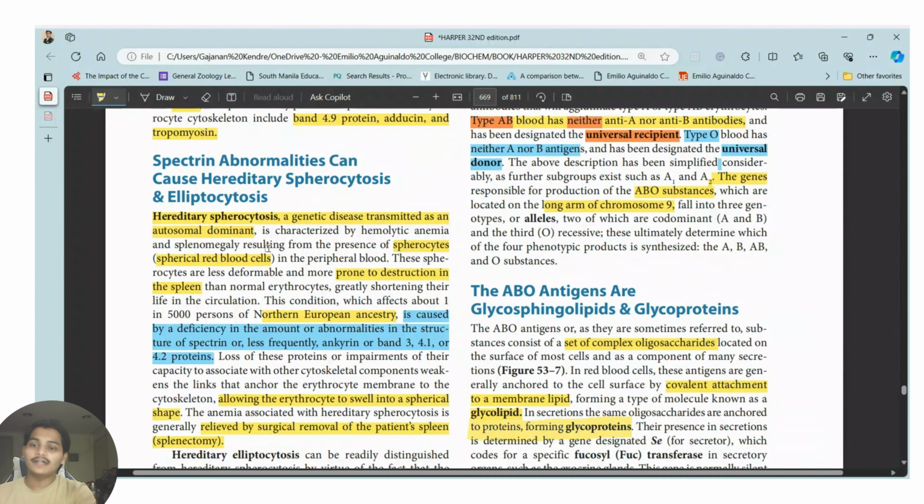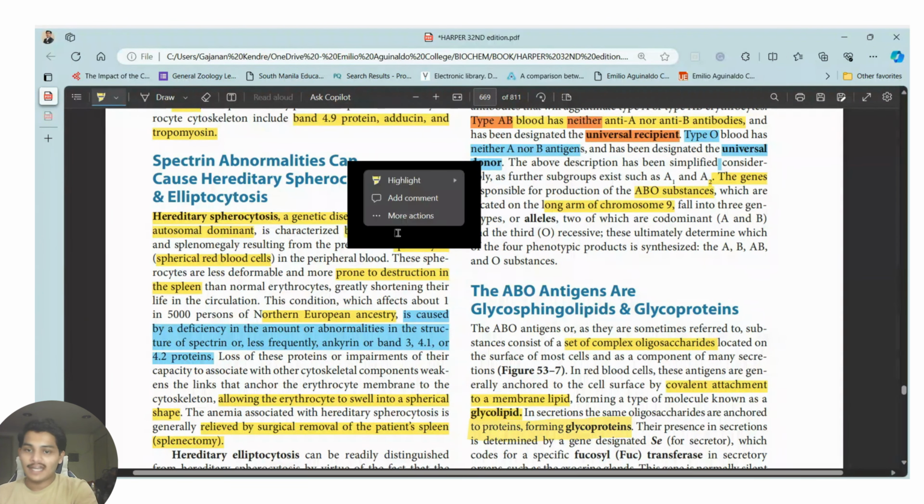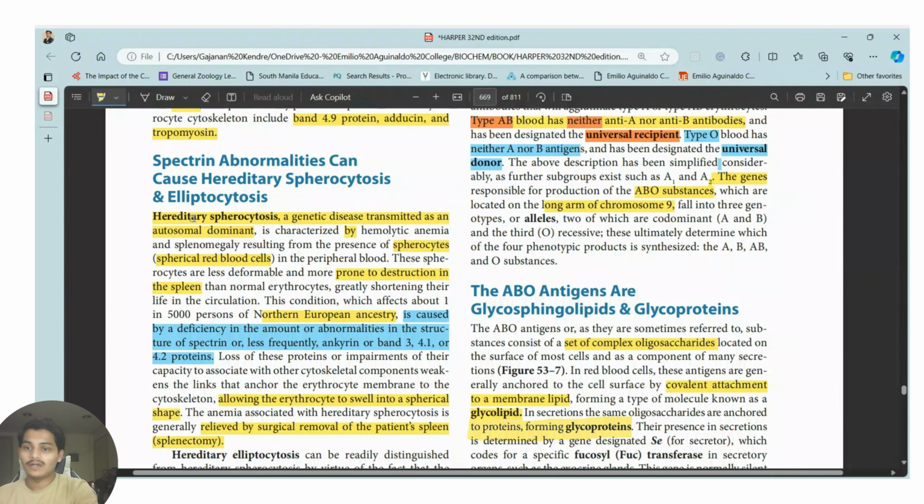Hereditary spherocytosis is a genetic disease transmitted as an autosomal dominant disease. It is characterized by hemolytic anemia. We have seen this already, and splenomegaly will be the final destination of this kind of RBCs for destruction. These spherocytes are less deformable and more prone to destruction in the spleen. That means they are converted into a much more globular shape and are prone to destruction in the spleen, which we saw already.